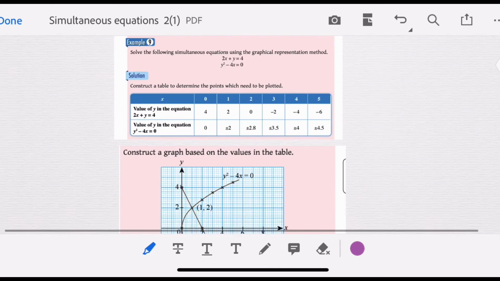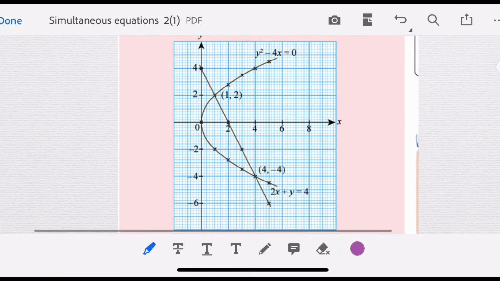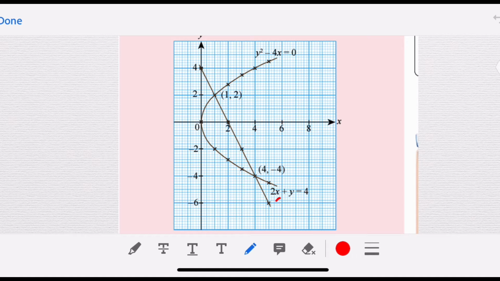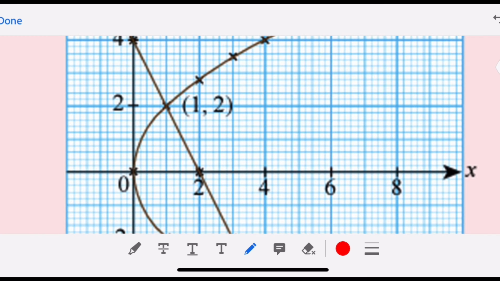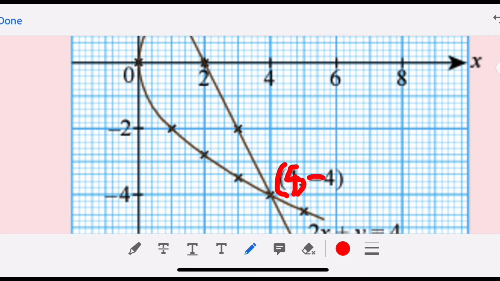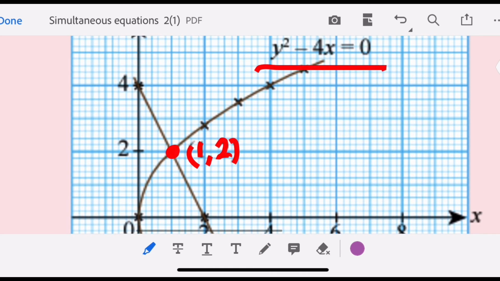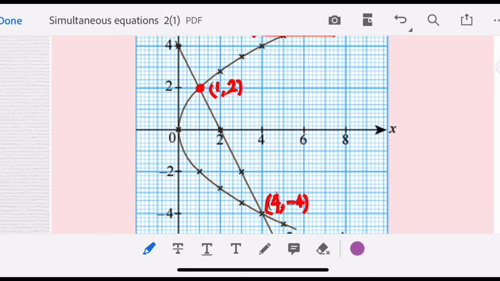So we are going to sketch the graph like this. Okay, so you need to sketch a graph, and this is a straight line, this is a curve, and you have to use the graph to show the intersection point, which is 1, 2, right? And then there is another intersection point, which is 4 and -4. That means the curve and the straight line are actually intersecting at 2 points. So we actually have two solutions, right?